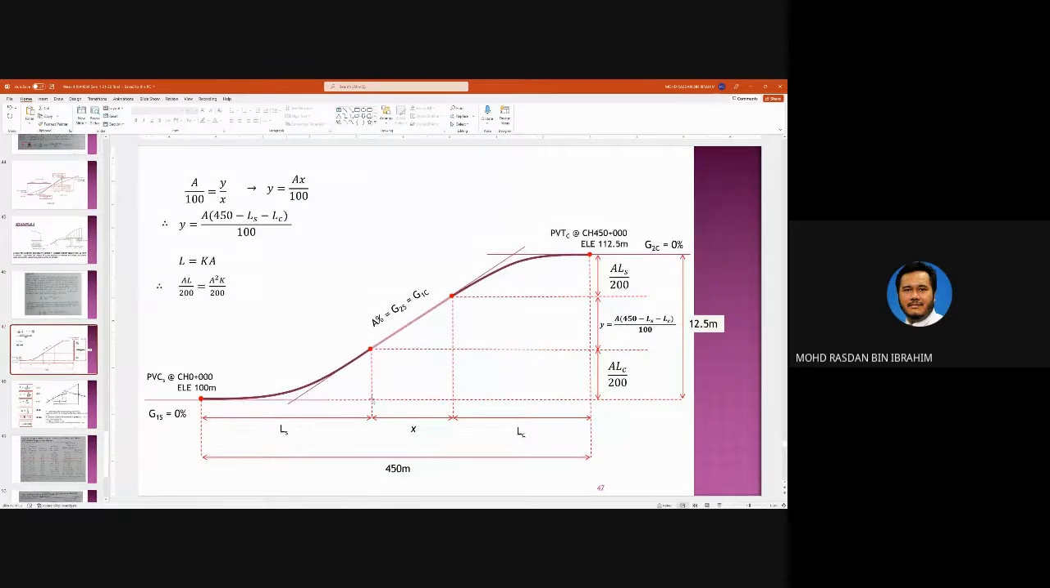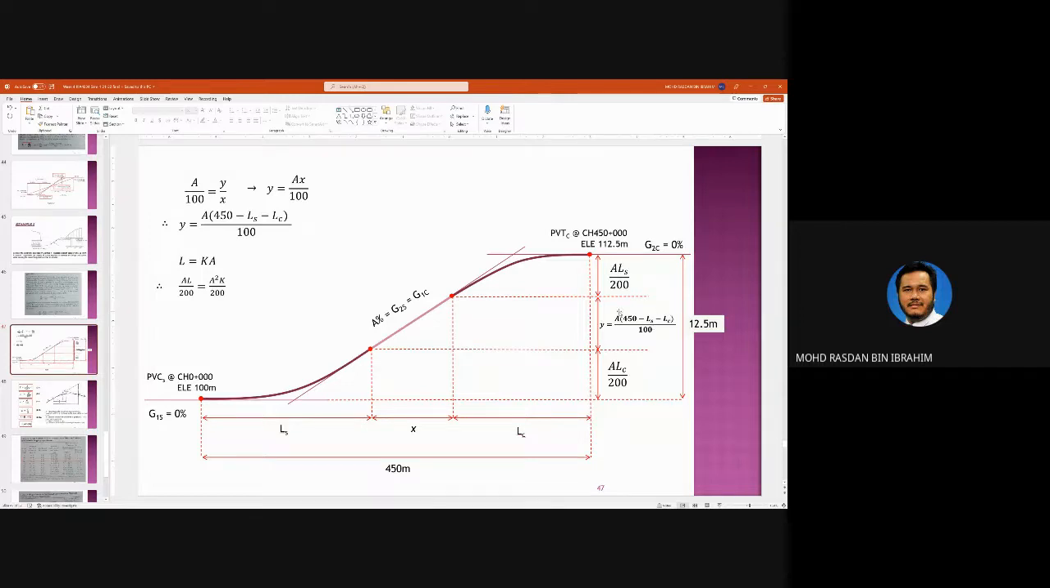So again, offset value using the y formula. The distance here is A L C over 200 meters, and the value here is actually the same. From here to the point here, it is A L S over 200. Because these two points are separated, you will have a third term, which is y equals A multiplied by (450 minus L S minus L C) over 100. So this is A, and this is the percentage.